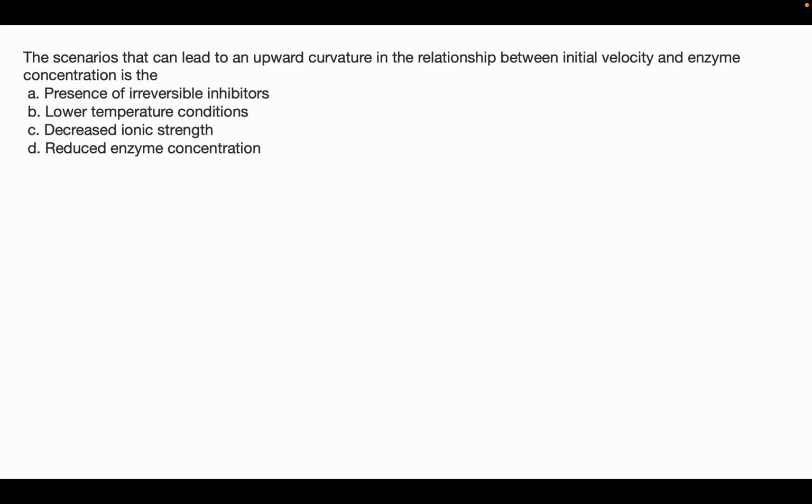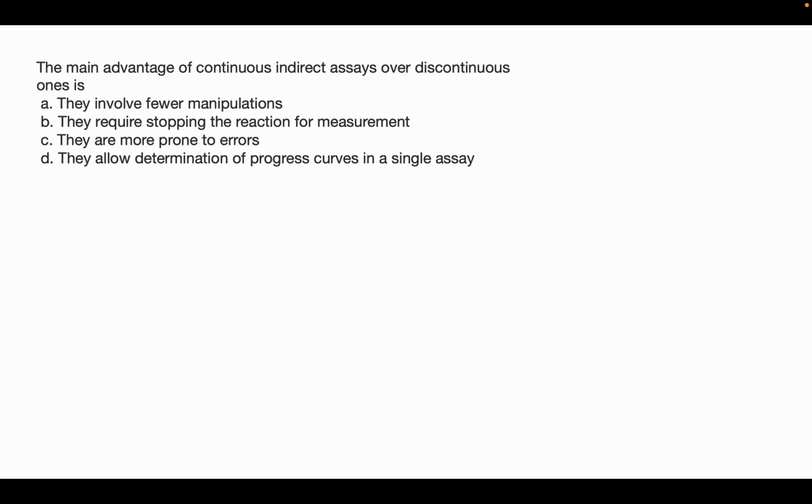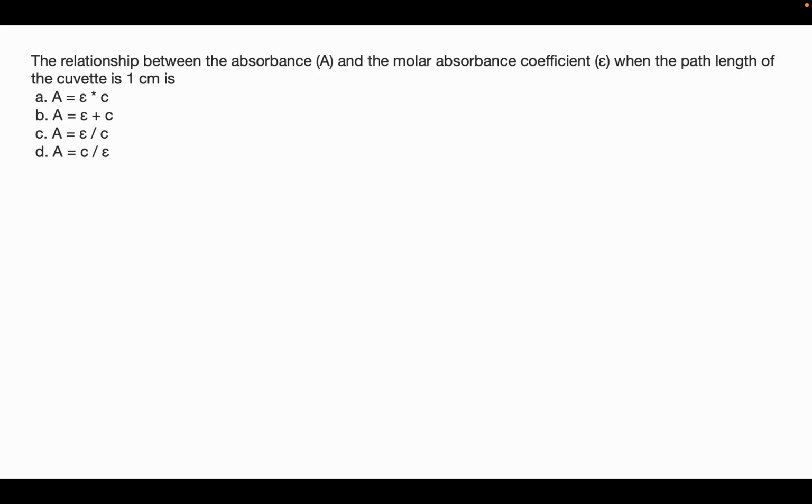The scenarios that can lead to upward curvature in the relationship between initial velocity and enzyme concentration: upward curvature is mostly because of irreversible inhibitors. So the presence of irreversible inhibitors is responsible for the upward curvature. The main advantage of continuous indirect assay over discontinuous is that we can actually track the progress curves in a single assay. We don't have to do multiple assays. So the correct answer is D.